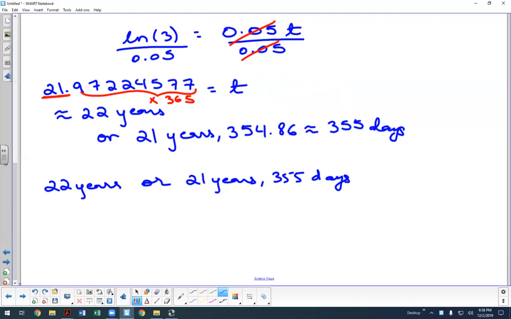So questions on, what was this, number 19? So just as an application of a logarithmic function.